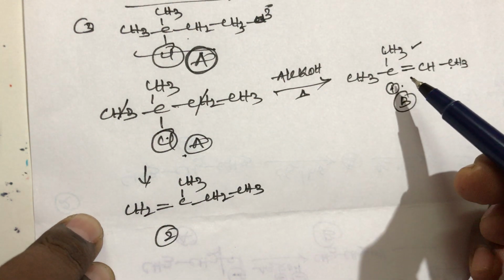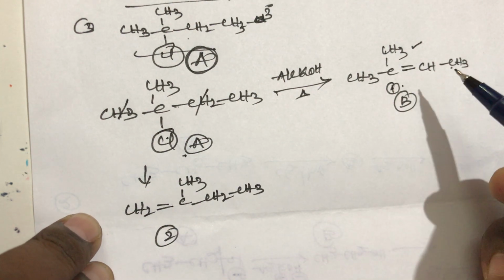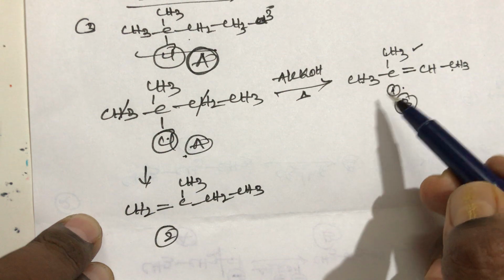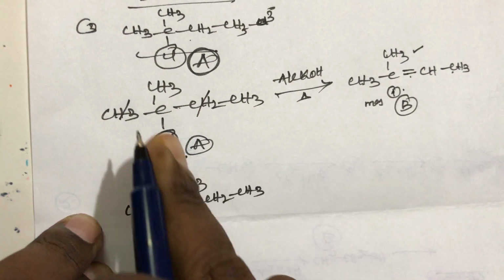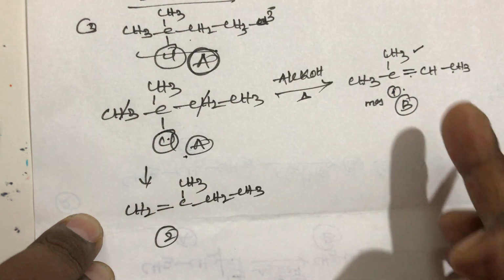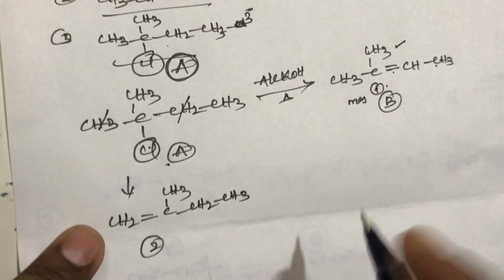The compound with more alpha hydrogens is always more stable. This is the more stable one, so we consider this compound only. This is the major product. Two types of product will be produced: this is major, this is the minor. We consider only the major product.